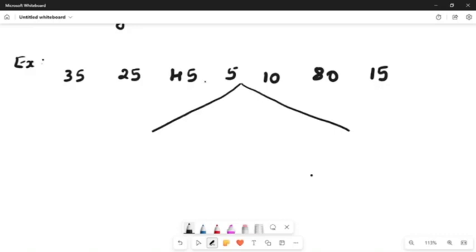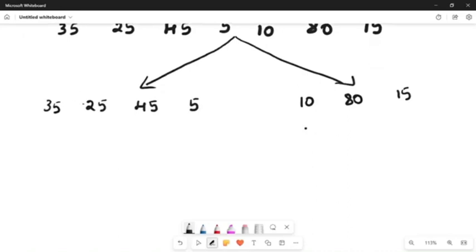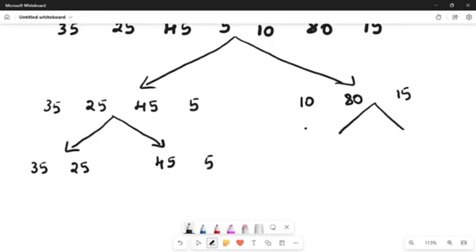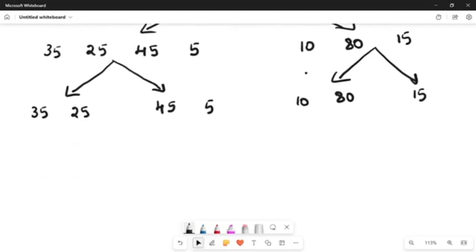You can even take 3 elements in this part after 45 and 4 elements in the next part, that way also you can do, or else you can take 4 elements initially and then the remaining elements. So this is one half, and this is the second half of the array. Again, I have to divide them into two more halves. So the first part will be 35 and 25, and the second part will contain 45 and 5. Same over here, I can divide after 80, so I'm dividing it into two parts, 10, 80, and the last part contains only one element, that is 15.